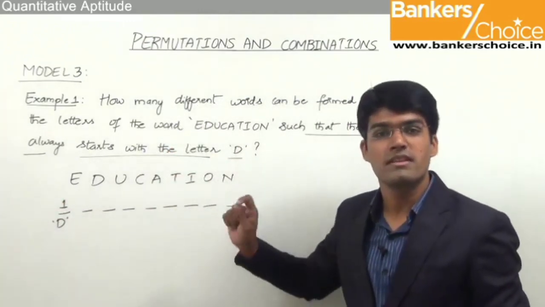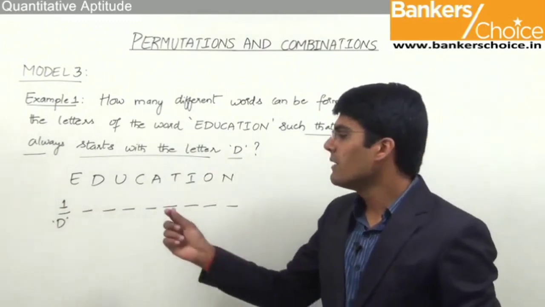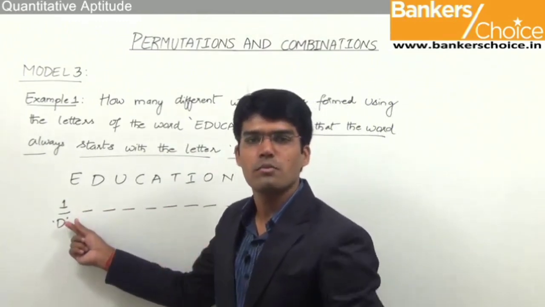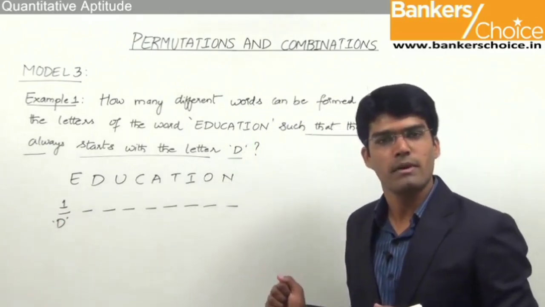There is no other choice. There is no other option. Only D has to come there. So we cannot do anything with respect to the first position. It has to be occupied by the letter D. So there is only one way in which the first position can be occupied.